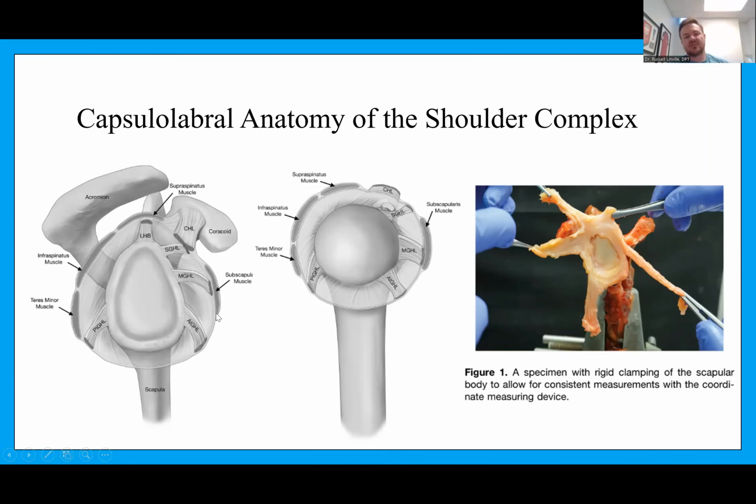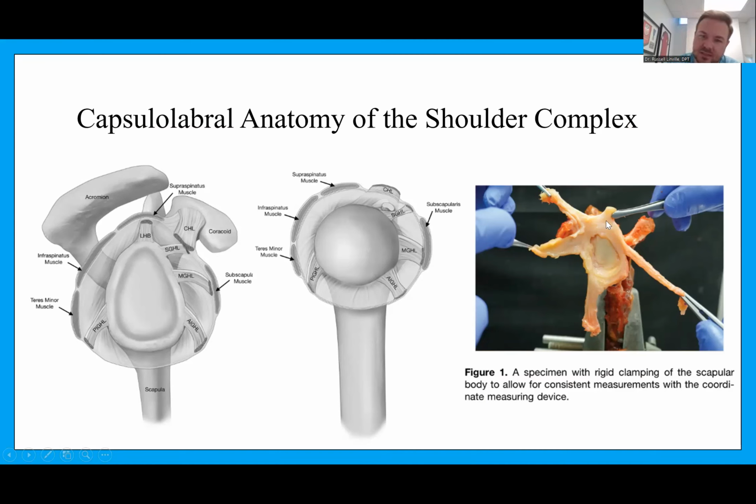These two pictures are flipped. The picture on the left and the picture on the right are flipped. So this is actually looking at a left shoulder blade. You can see it's clamped in, and it's looking at the surface of the glenoid. This structure is the labrum, and you can see these projections coming off of it. There's no capsule here. This is just the ligaments. They've isolated out the ligaments, as you can see here.